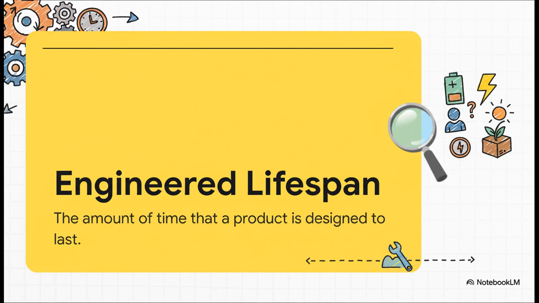This is the exact amount of time a product is designed to work properly. Now, sometimes this includes something called planned obsolescence. Like when your smartphone stops getting those crucial software updates after a few years. That's done on purpose, either for business reasons or sometimes even for safety.